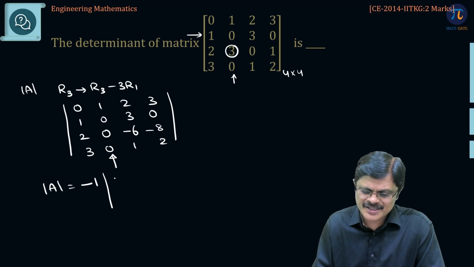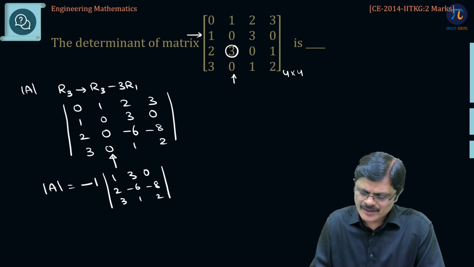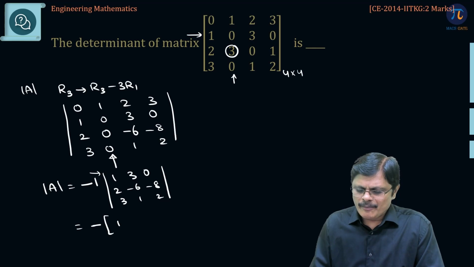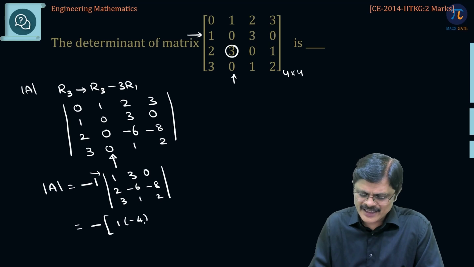What is the remaining submatrix determinant? When you remove the column and row, what is the remaining submatrix? 1, 3, 0, 2, minus 6, minus 8, 3, 1, 2. We need to expand this 3 by 3 determinant, my dear friends, and try the same method. Okay, let me expand along the first row. So it is minus of, so what happens? 1 into minus 12 plus 8. Minus 12 plus 8 is minus 4. Minus 3 into 4 plus 24.